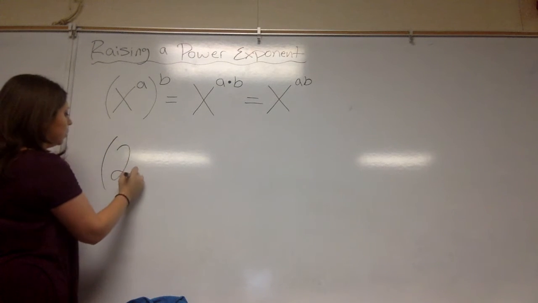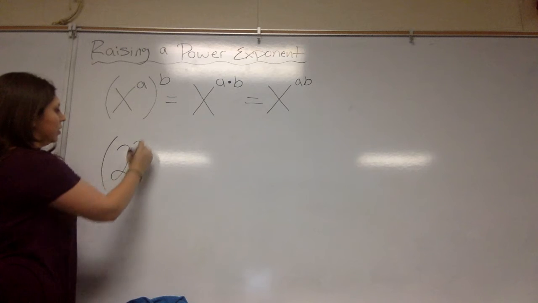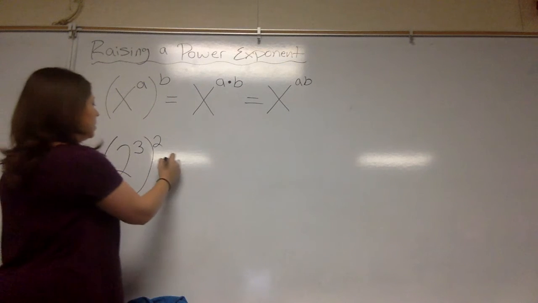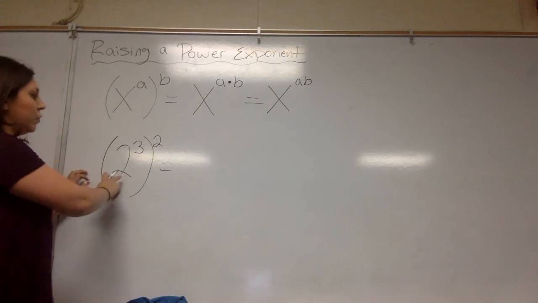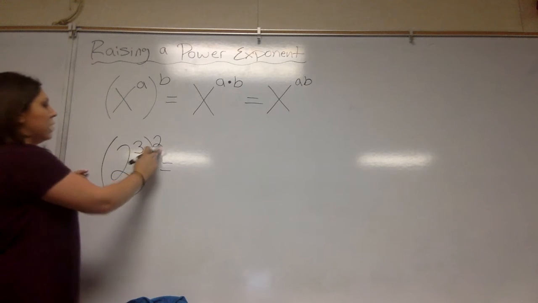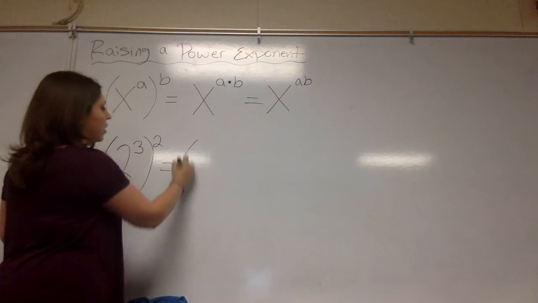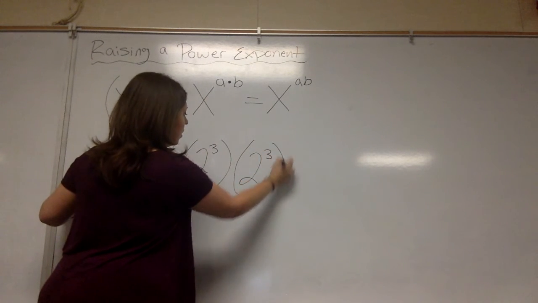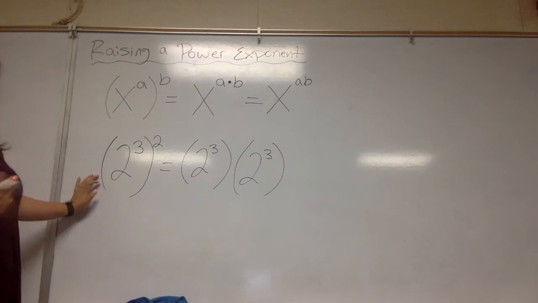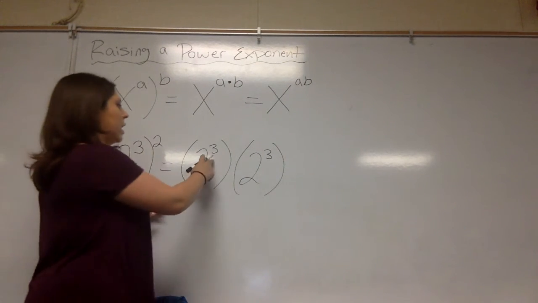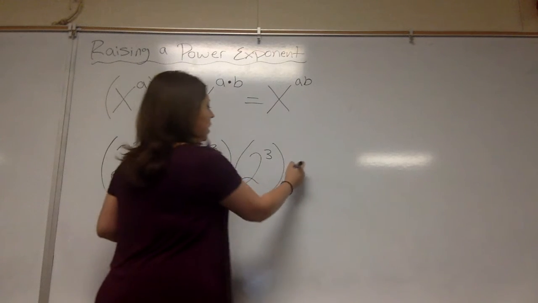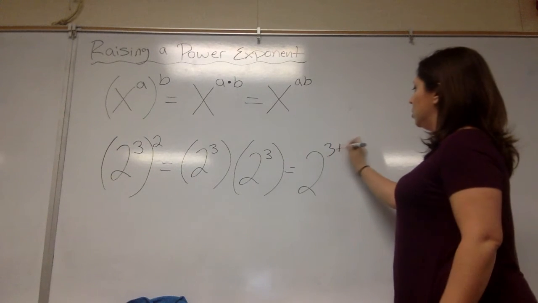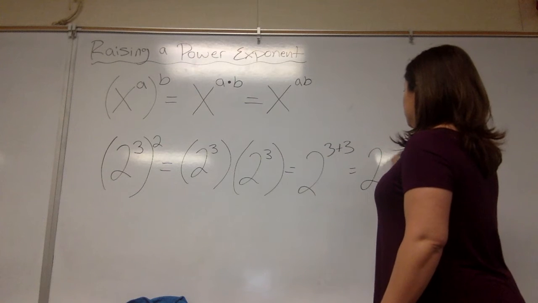So we have 2 to the third, and we have a 2 on the outside. Remember, the 2 to the third means I have 3 2's, but this 2 on the outside is telling me I have 2 of what's inside. So I have 2 of the 2 to the third. And if we go back to what we learned in the last lesson, if the bases are the same, I put my base, and then I add my exponents. So I get 3 plus 3, which gives me 2 to the 6.